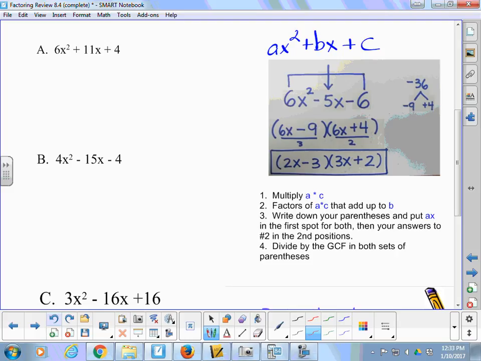Then the next thing is that we divide by the greatest common factor in each parenthesis. So in this parenthesis here, 6x minus 9, these are both divisible by 3, so we divide them by 3. These two are both divisible by 2, so we divide them by 2, and there's my answer. Okay. So we multiply a and c, find factors of a times c that add up to b, put them in the parentheses with ax as the first term, and then just divide by the greatest common factor.